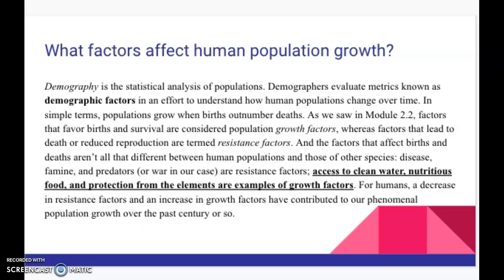Factors that lead to death or reduced reproduction are termed resistance factors, and the factors that affect birth and death in human populations aren't all that different from other species. In those other species, disease, famine, and predators, or wars in our case, are resistance factors. Access to clean water, nutritious food, and protection from enemies are examples of growth factors. For humans, a decrease in resistance factors and an increase in growth factors have contributed to our phenomenal population growth.